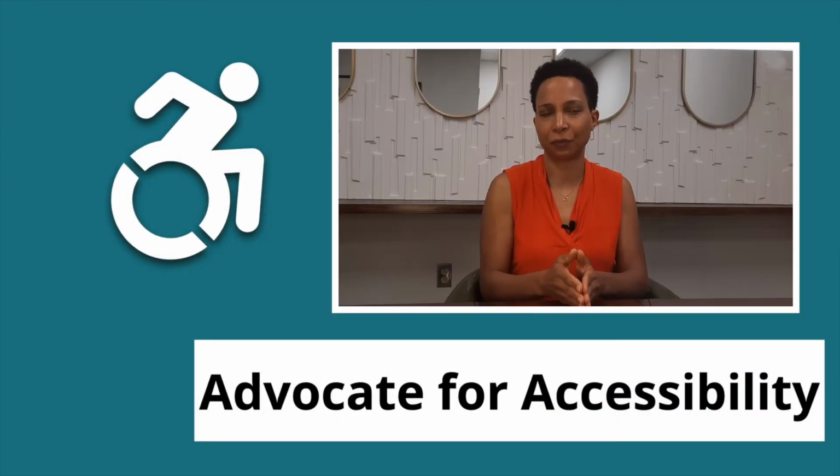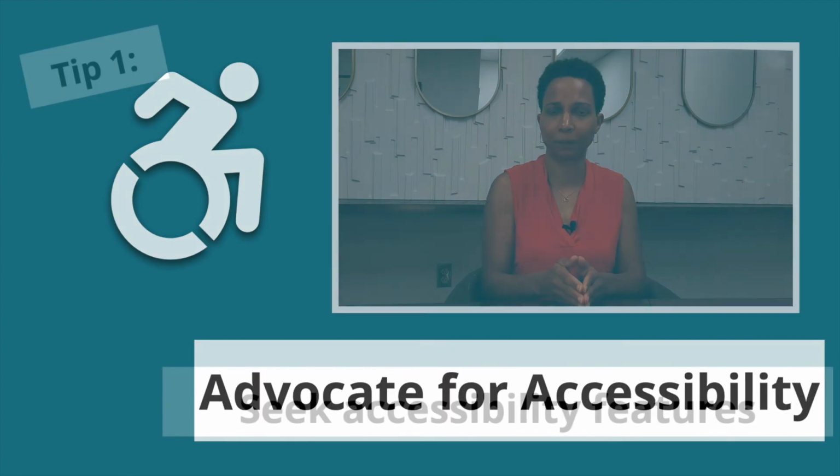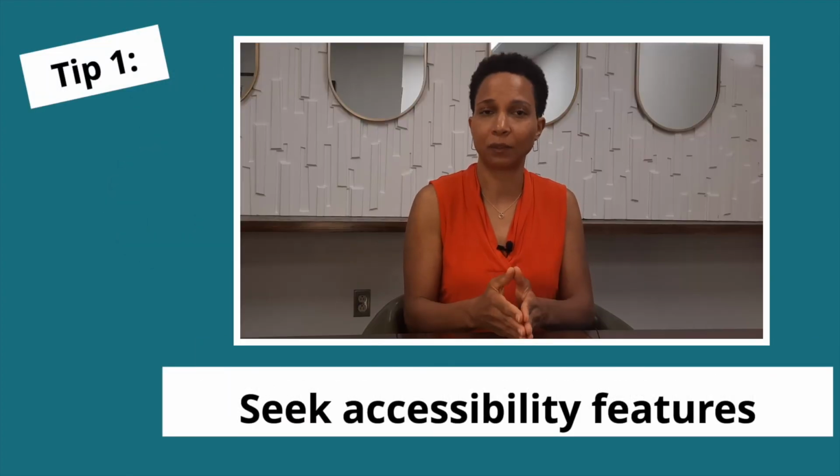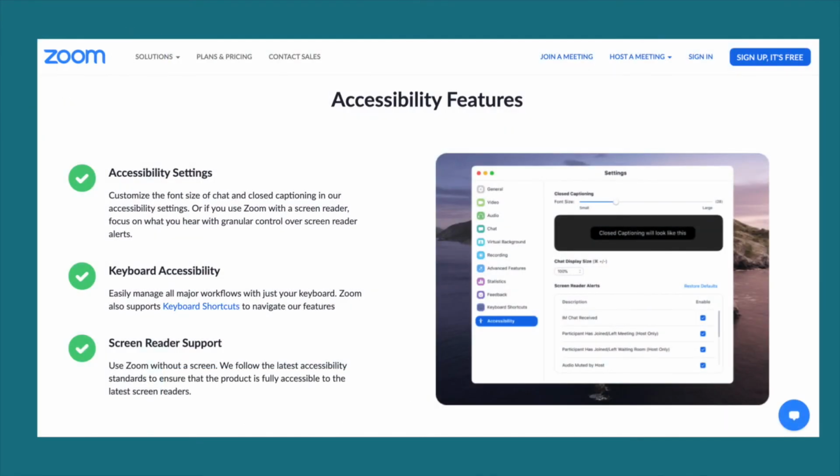Lastly, advocate for accessibility. We have to work collectively to make inclusion happen. Tip 1, seek accessibility features. Actively search for, quote, accessibility in the tools you use every day, from survey creation sites to website design platforms. For instance, check out the Zoom accessibility page to learn about their built-in features. Understand what you can do to make sure your output is inclusive.